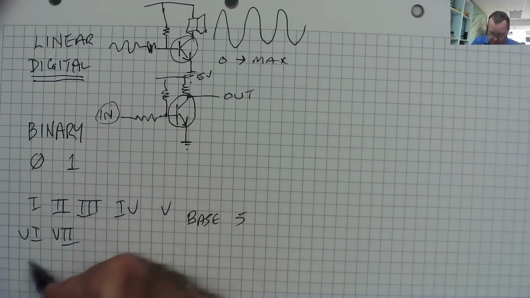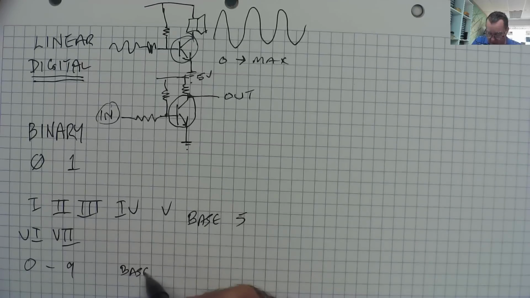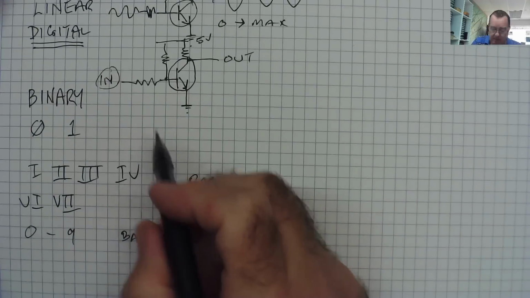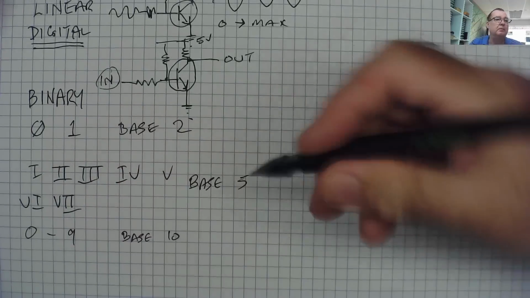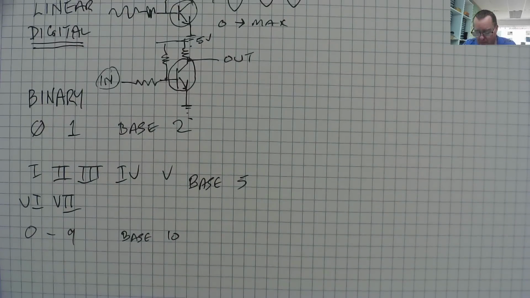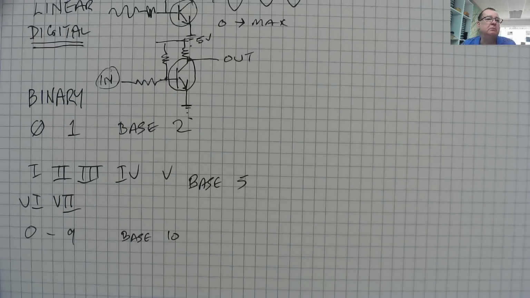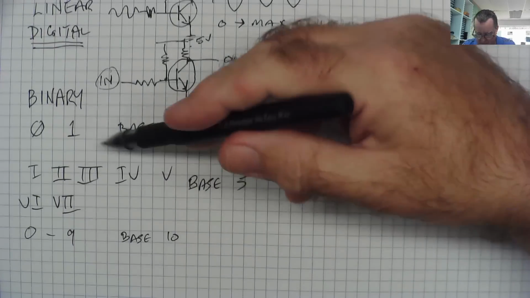We have a system from 0 to 9, which is base 10. In binary, it is base 2. There's only 2 digits, 0 and 1. There is no more. So what's the highest number we can count to in binary? Is it 1?